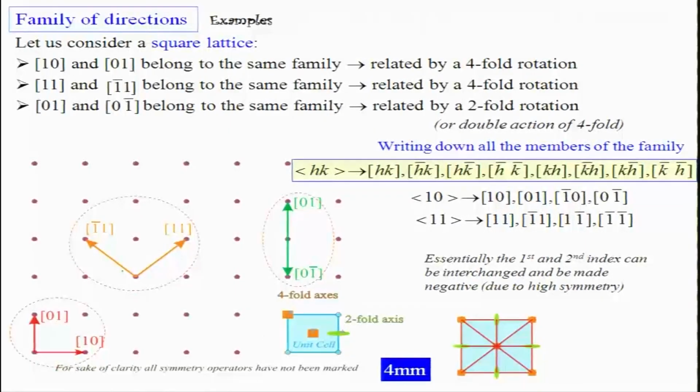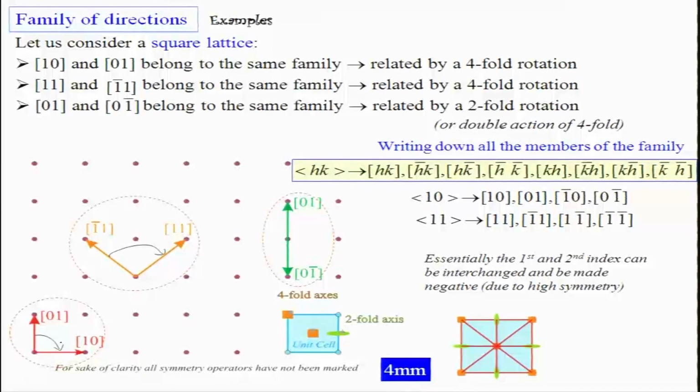You can see that in this case, if there is a four-fold rotation within the plane, then 1 0 and 0 1 directions are equivalent, 1 1 and bar 1 1 directions are equivalent. So, if you rotate it by four-fold, you will get back to the same configuration. So, this can be rotated by 90 degrees because there is a four-fold. Similarly, 0 1 is equivalent to 0 bar 1 because there is a two-fold axis which is present. Okay. Now, this is about when the motif is a simple single atom.